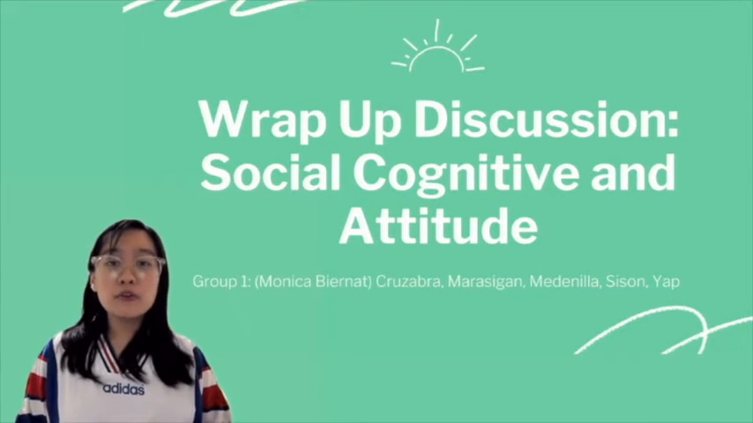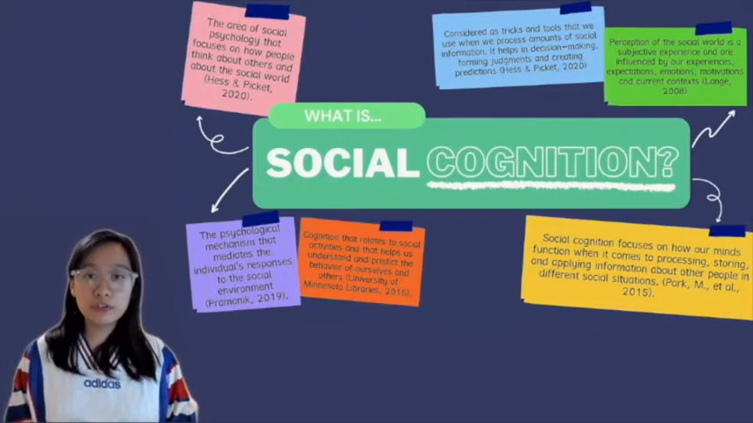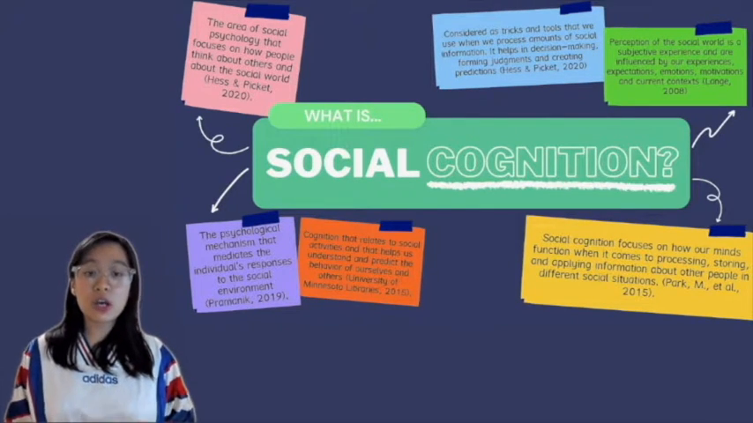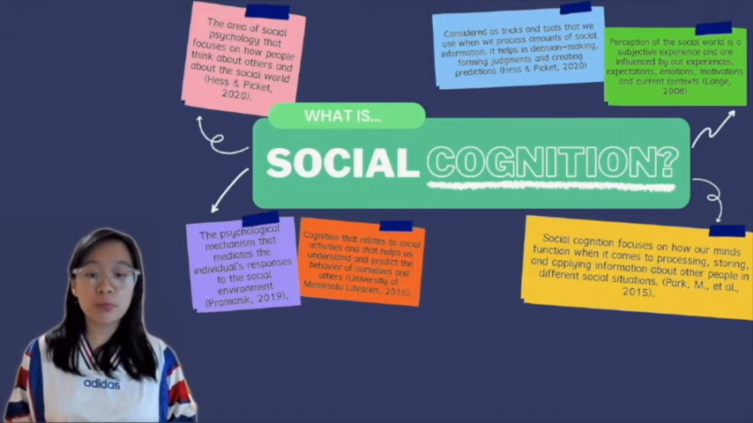So, let's go a few modules back and refresh ourselves. What is the definition of social cognition? Here we presented a bunch of different definitions of social cognition coming from different researchers. According to Hess and Pickett, it's the area of psychology that focuses on how people think about others and about the social world. In terms of thinking, it talks about how our minds process, store, and apply information about other people in different situations, as mentioned in the research of Park et al.